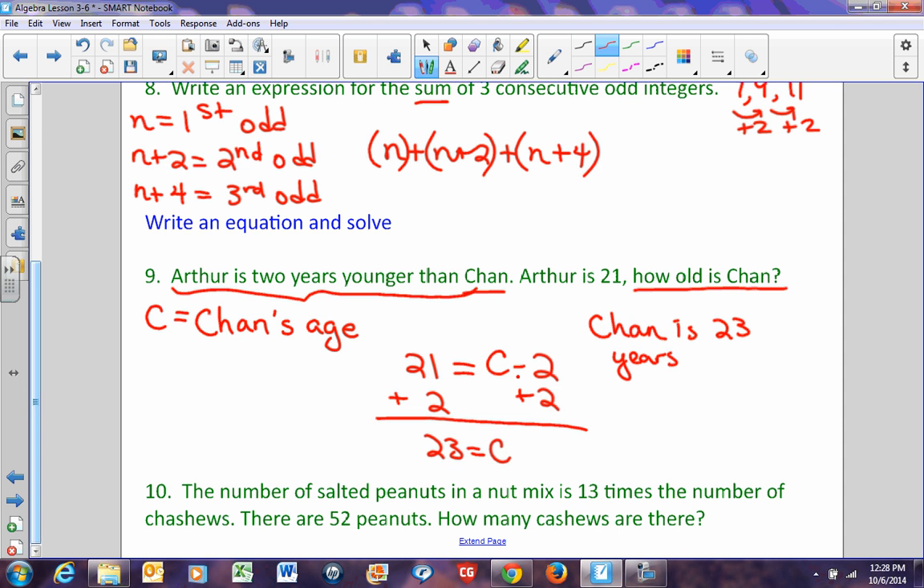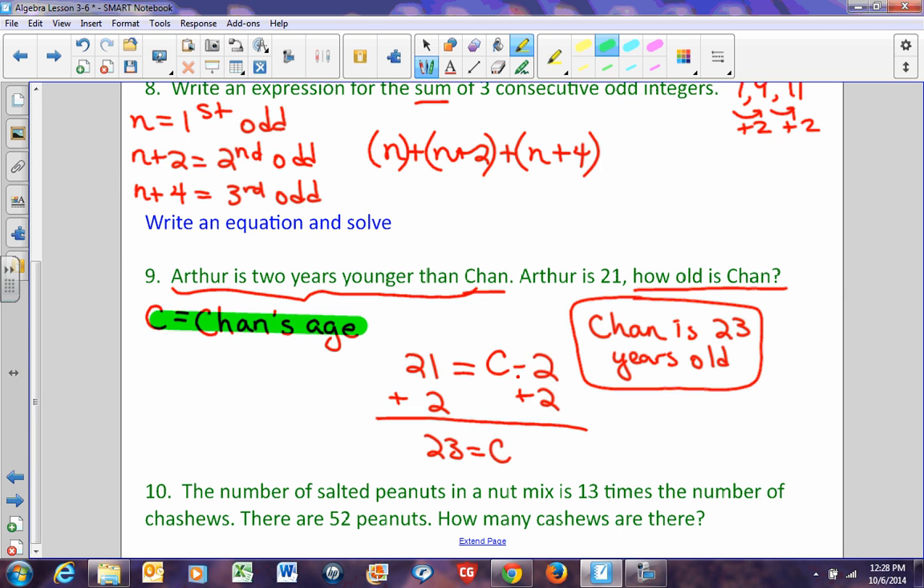And I'm sure you could have solved this without writing the equation. However, you would have lost a lot of points because you get a point for defining your variable, a point for writing your equation, and a point for your solution. So you would have only gotten 1 out of 3 points, or 33% of that problem correct, had you not written an equation and done all the other work.